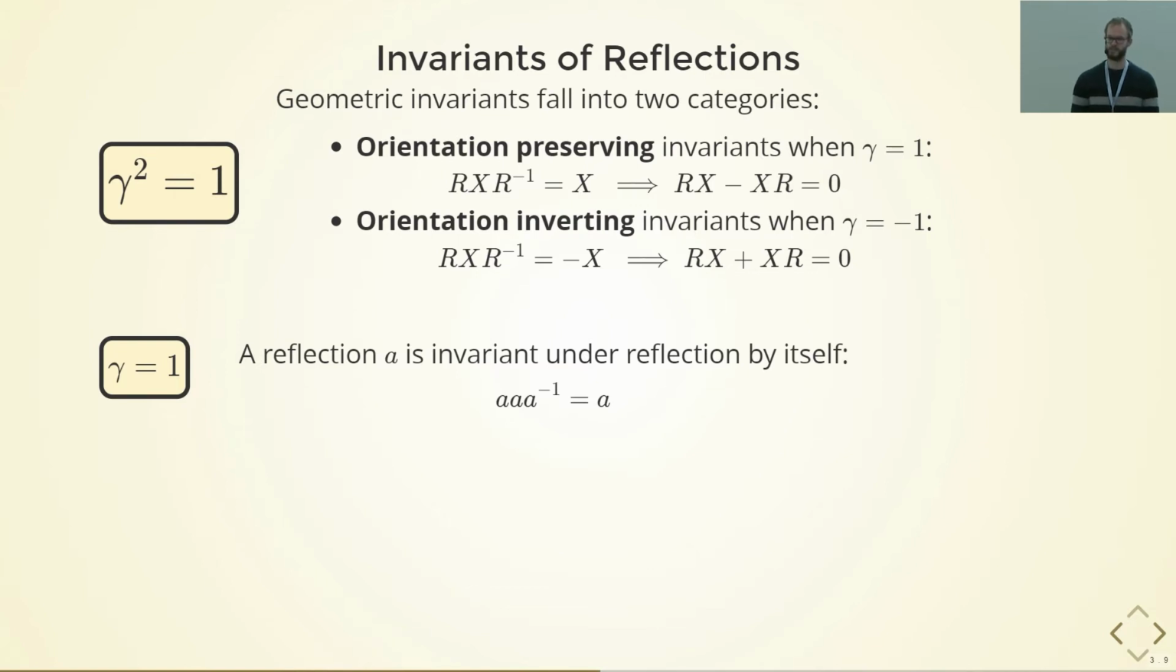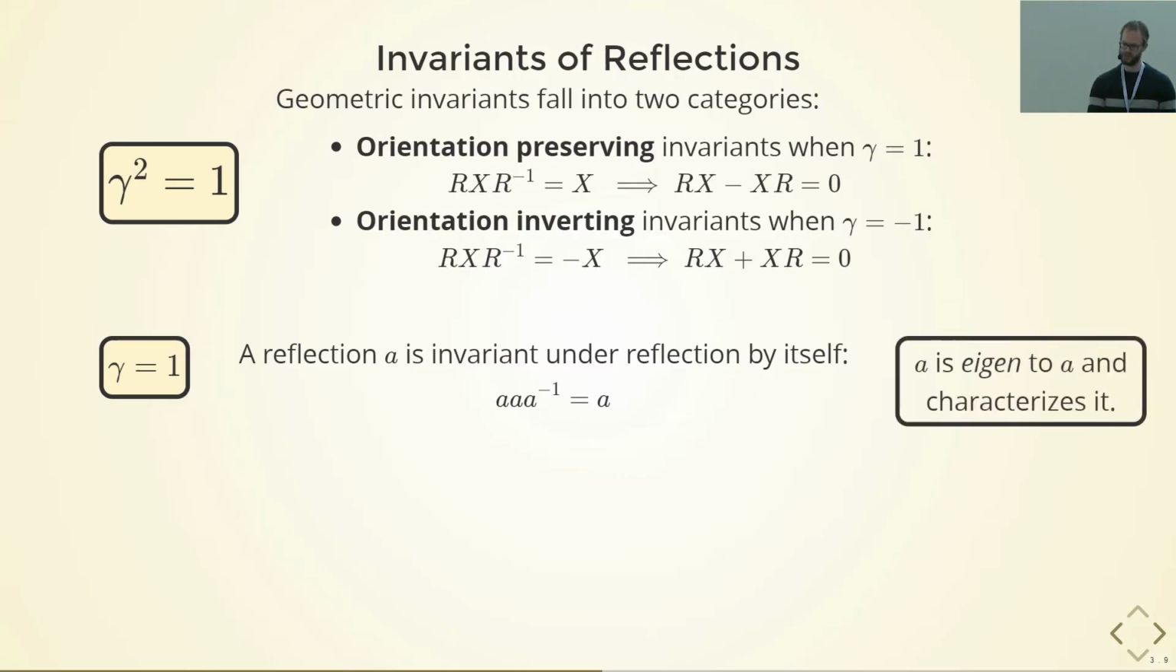So the simplest example is a reflection itself. A reflection A is invariant under the reflection by itself, right? Think back to the quiver plot I showed you with all the arrows moving. If you did a single reflection, then that reflection doesn't change. And we say that A is an eigenelement to A, and it characterizes the transformation.